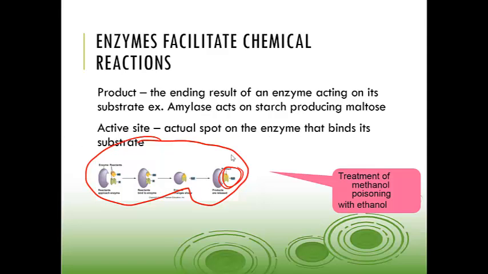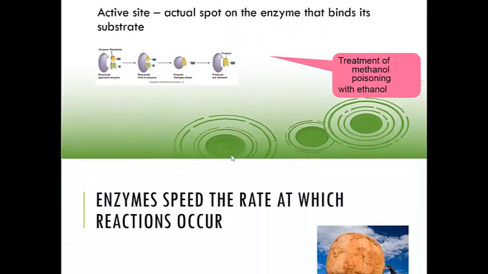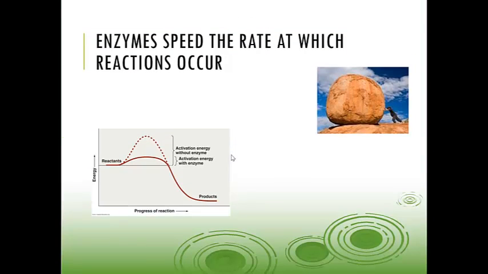Amylase acts on starch to produce maltose. The active site is the spot on the enzyme that binds it to the substrate. Enzymes, as I said, speed the rate at which reactions occur. So you have reactants, okay, so here's your reactants, you begin. The activation energy without an enzyme is far greater than with an enzyme, okay, so it requires more energy if you don't have the enzyme than it does if you have the enzyme.